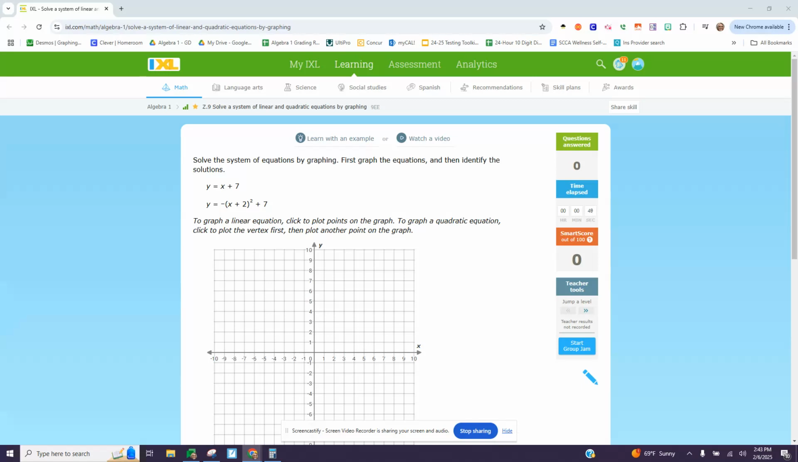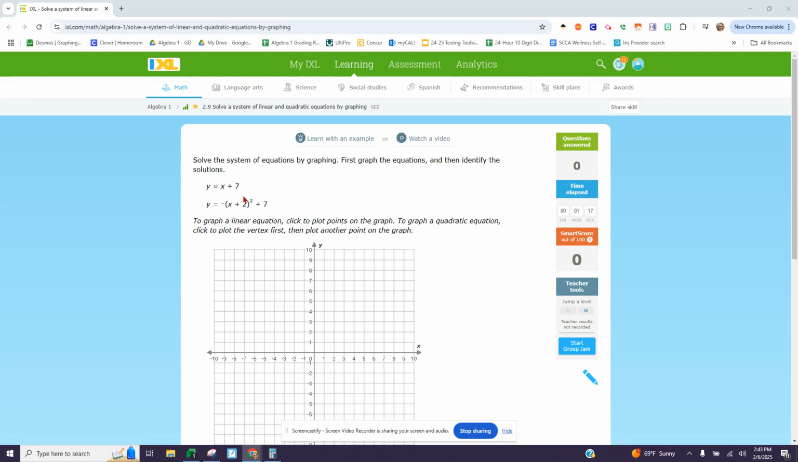I just wanted to give you a little heads up about this activity in iExcel. What we want you to do on this activity is to learn to solve by graphing. And so we want to know where this linear equation and this quadratic intersect. That's the solution to the system.